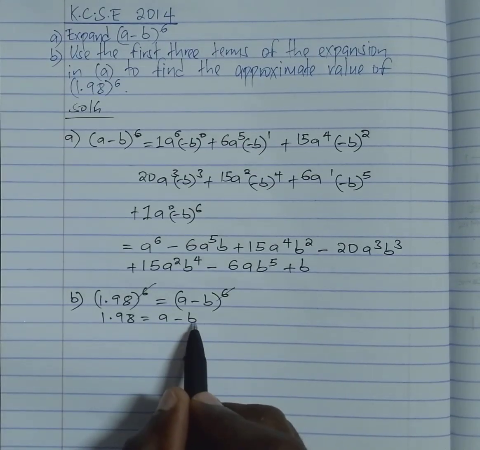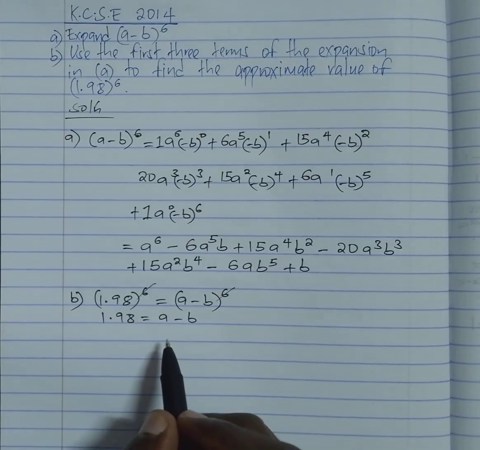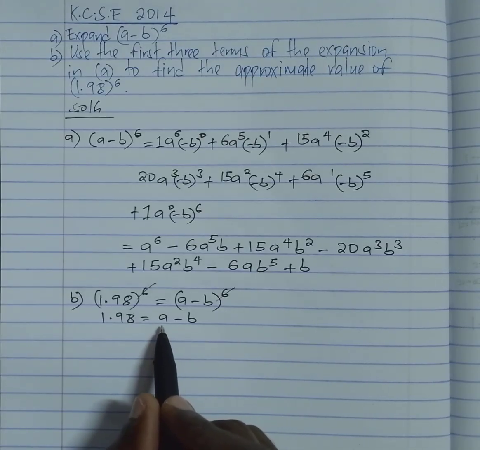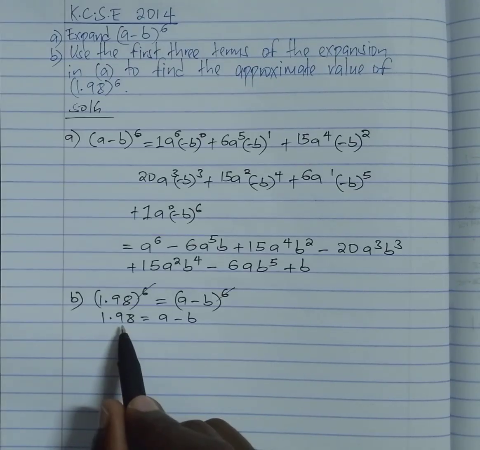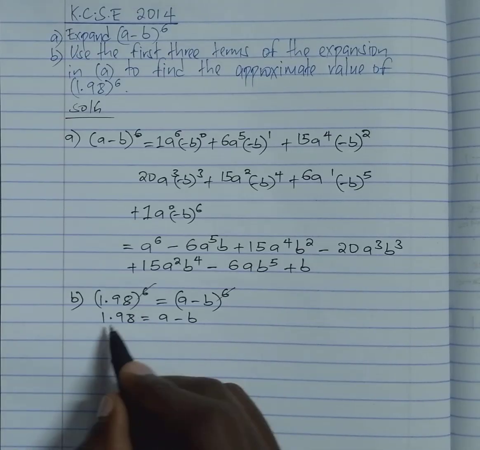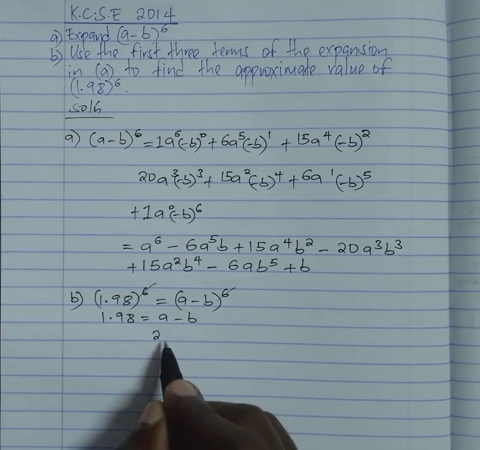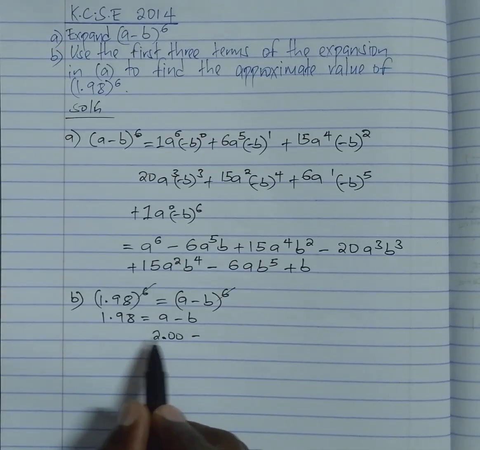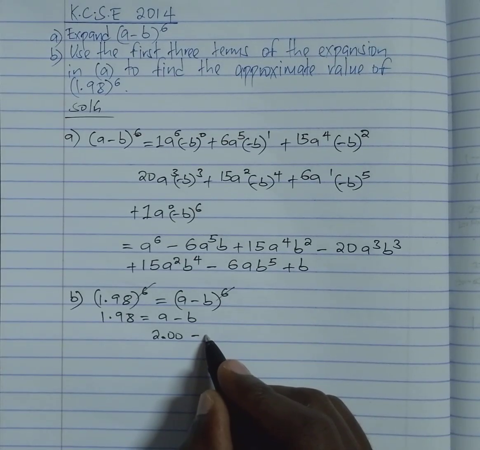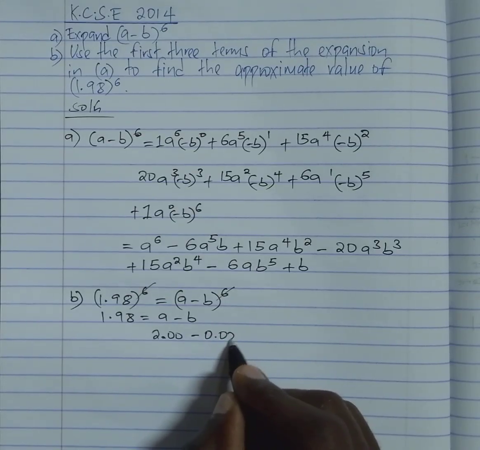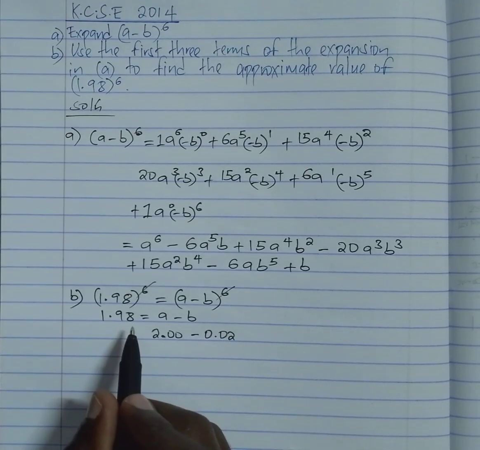And we need to find the value of a, and we need to find the value of b. So once you reach here, you look for any number that when you minus another number, you can get 1.98. The simplest method to use is to round off 1.98 to the nearest whole number. It's going to be 2. So that is 2.00, and then we have minus. What do we minus from 2 to get 1.98? You're going to realize that when you minus 0.02, you're going to get 1.98.